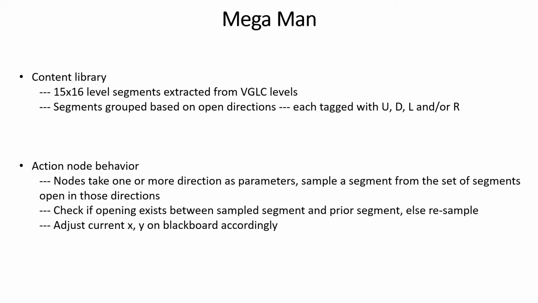Action nodes were then defined to take one or more directions as parameters and sample a segment that was open in those directions. Additionally, since levels in this case can progress in multiple directions, action nodes also checked if an opening existed between the sample segment and the previous segment, and if this didn't exist, it would resample until it found one that did. And then it updated the XY coordinates on the blackboard accordingly based on the direction.